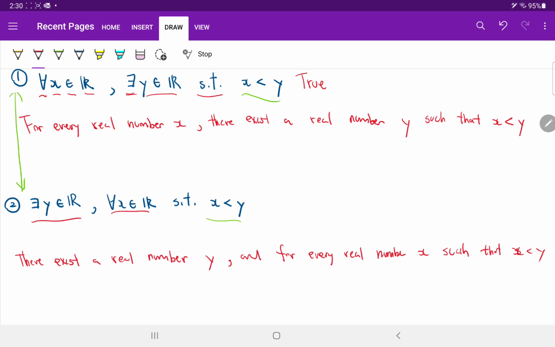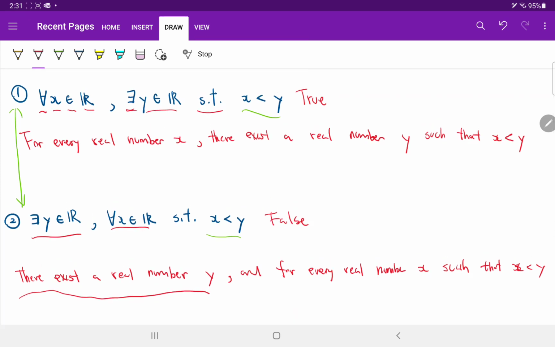So what is this sentence saying? This sentence is saying that you could find a real number. That's what it means, right? There exists a real number y. So you can find a real number y that is bigger than any real number x, which is not possible. You can't find a real number that is bigger than every other real number. So therefore, the statement must be false.